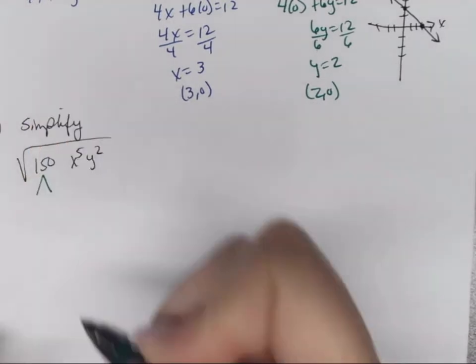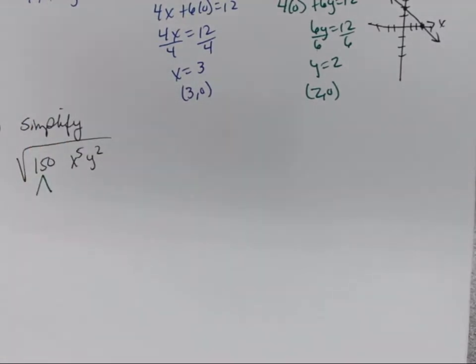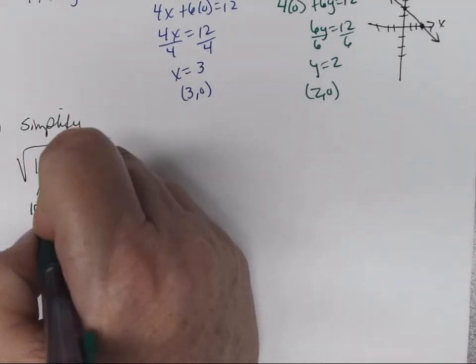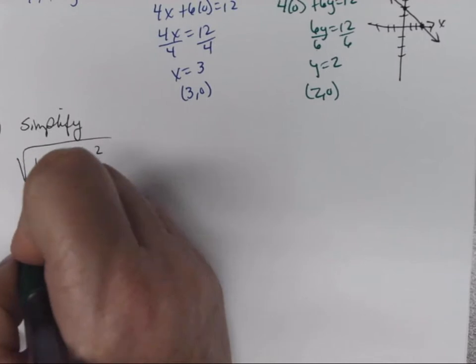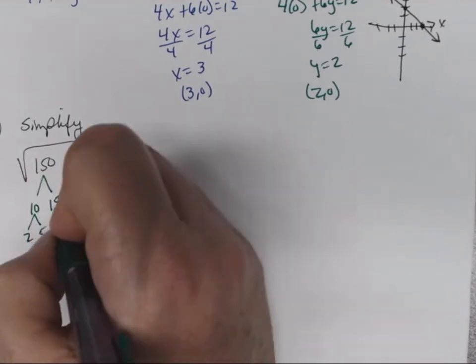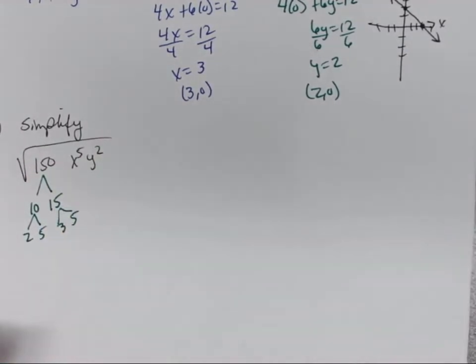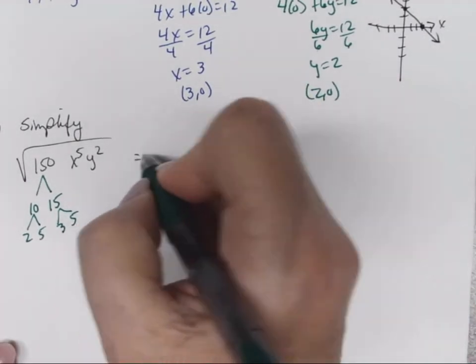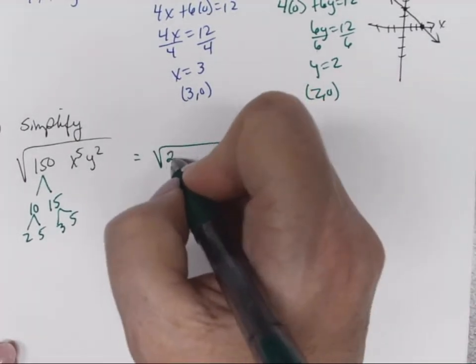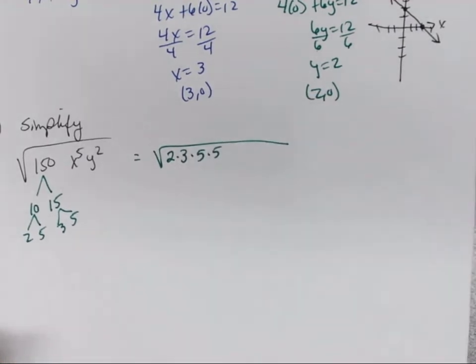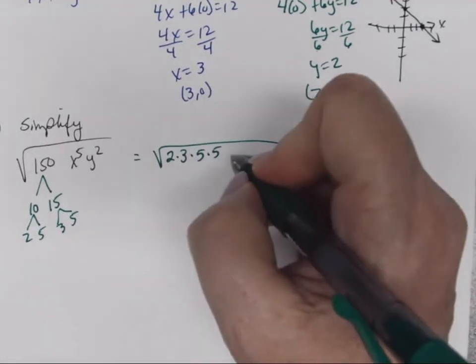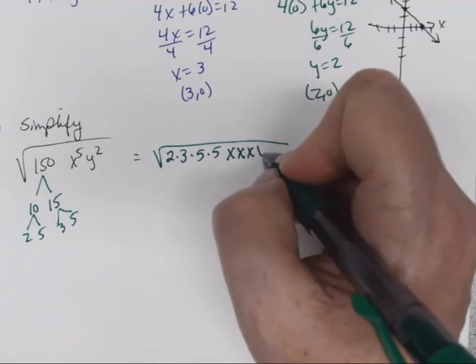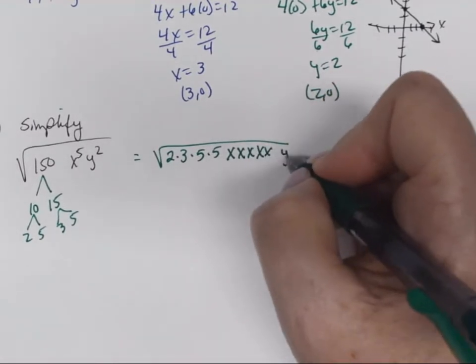So first of all, let's do a factor tree on 150. You can do any numbers you want. You can use 10, you can use 5, you can use 25. It doesn't matter. When it ends in 0, I usually like to do 10, and that'll be 10 times 15. So we'll have 2 times 5 and 3 times 5. So now I'm going to rewrite this as 2 times 3 times 5 times 5. I have 5 x's, so I'm going to write those out. 1, 2, 3, 4, 5, and 2 y's.